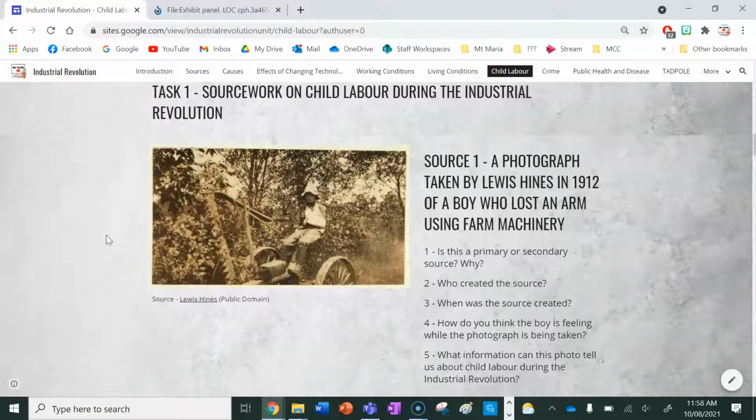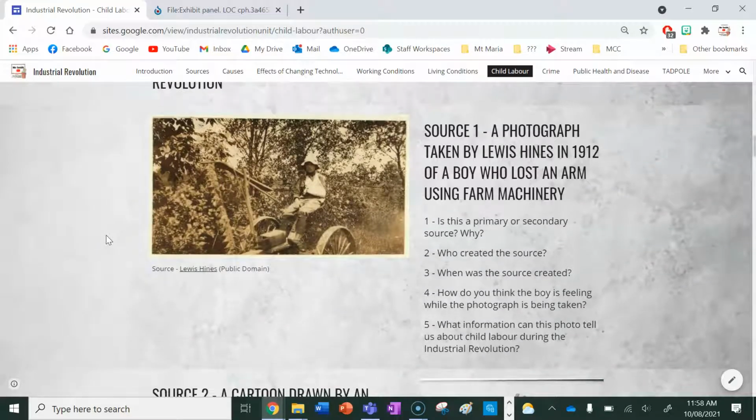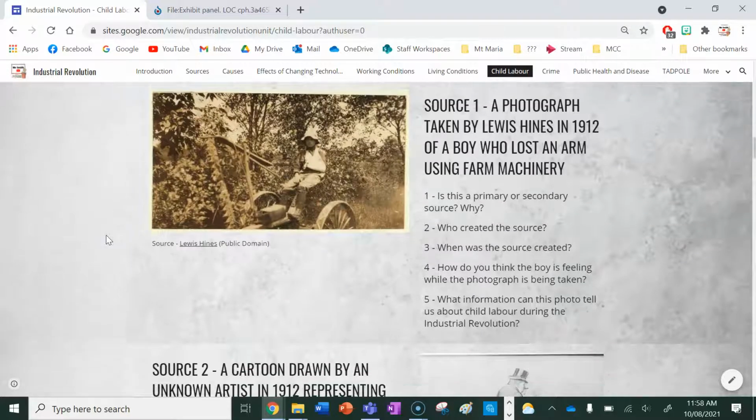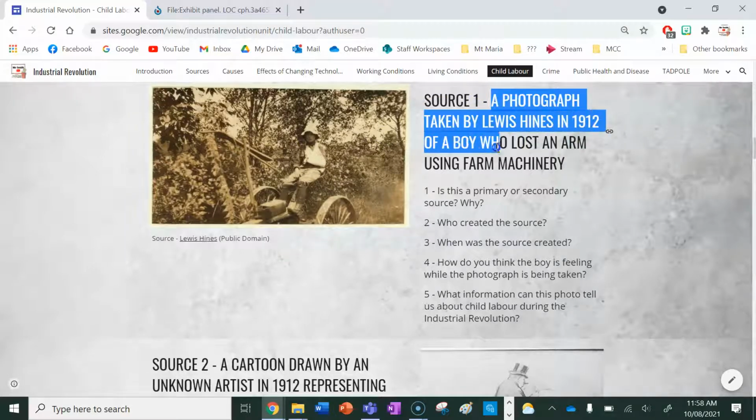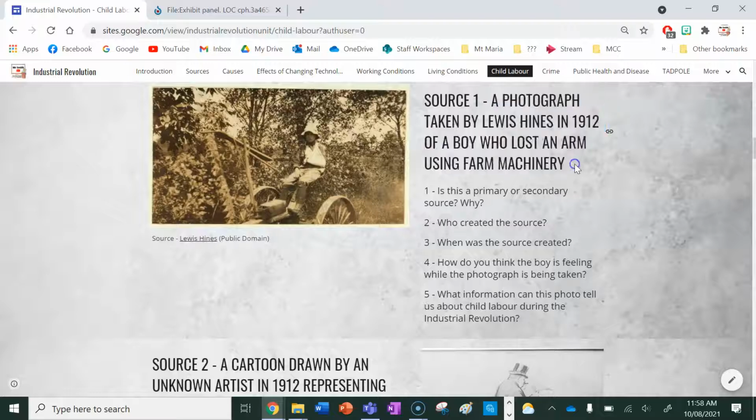Your next task, guys, is source work on child labour during the Industrial Revolution. So your first source here, and we'll do all these answers together, is a photograph taken by Lewis Hine in 1912 of a boy who lost his arm using farming machinery. So, number 1, is this a primary or secondary source? Why? It's a photograph taken during the Industrial Revolution, so it is a primary source. Who created the source is Lewis Hine. He's the photographer who took this photo. When was the source created? He took it in 1912, so that's our answer.